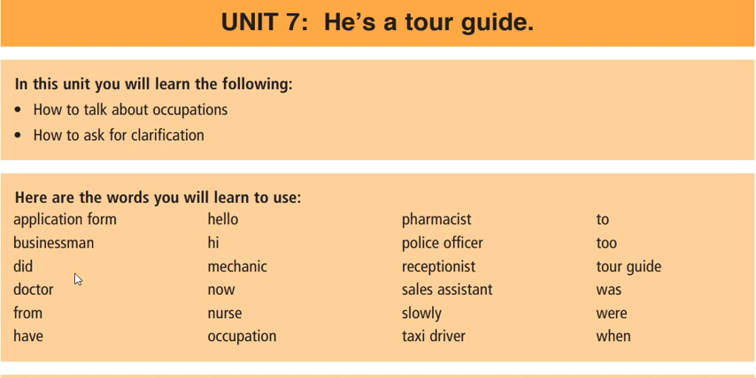Application form, businessman, did, doctor, farm, have, hello, hi, mechanic, now, nurse, occupation, pharmacist, police officer, receptionist, sales assistant, slowly, driver, to go, to, tour guide, was, where, when. Okay, so these are our words. These are the words you have to practice and memorize.